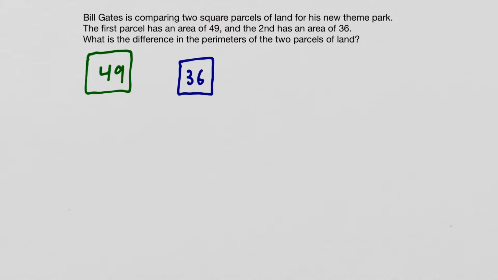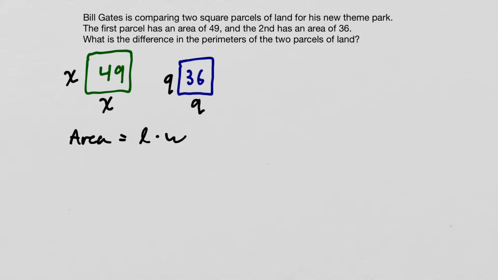Because they're square, we know that both the length and the width are going to be the same. So I'm going to label my 49 area square as a variable x, and I'm going to label the other one with q. Now, because we know that area is length times width, and because both are the same, we can quickly figure out a formula to solve for our unknowns, our x and our q. And they're going to be the same in both cases.